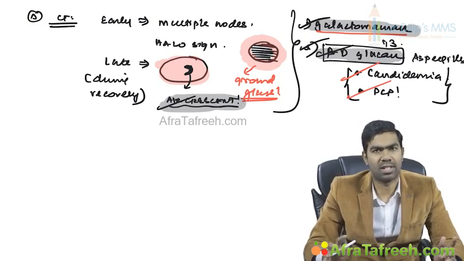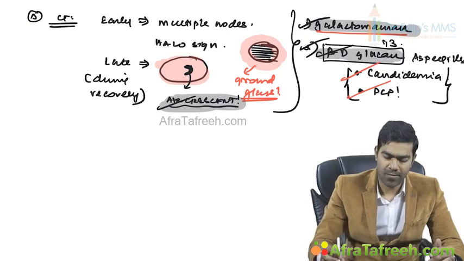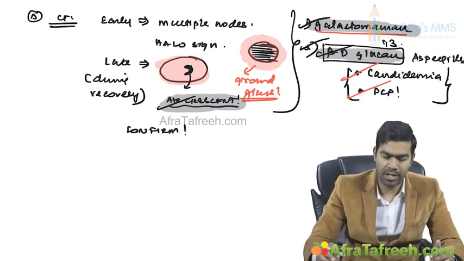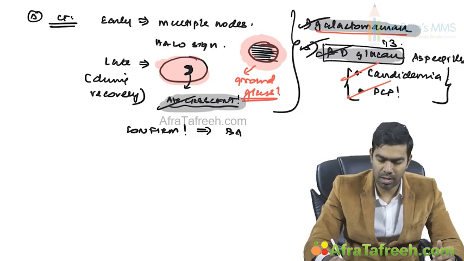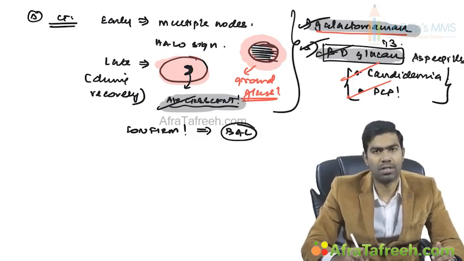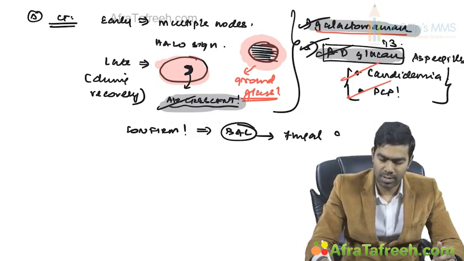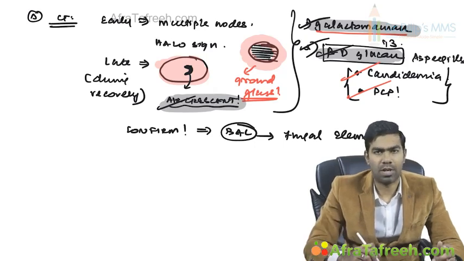Suppose if CNS infection is suspected, you can do an MRI. Otherwise, MRI is generally not needed. How will you confirm? The CT can suggest, beta-D-glucan can suggest, but confirmation is only based on a BAL. You have to do a bronchoalveolar lavage through bronchoscopy, and you have to prove the characteristic Aspergillus fungal elements.